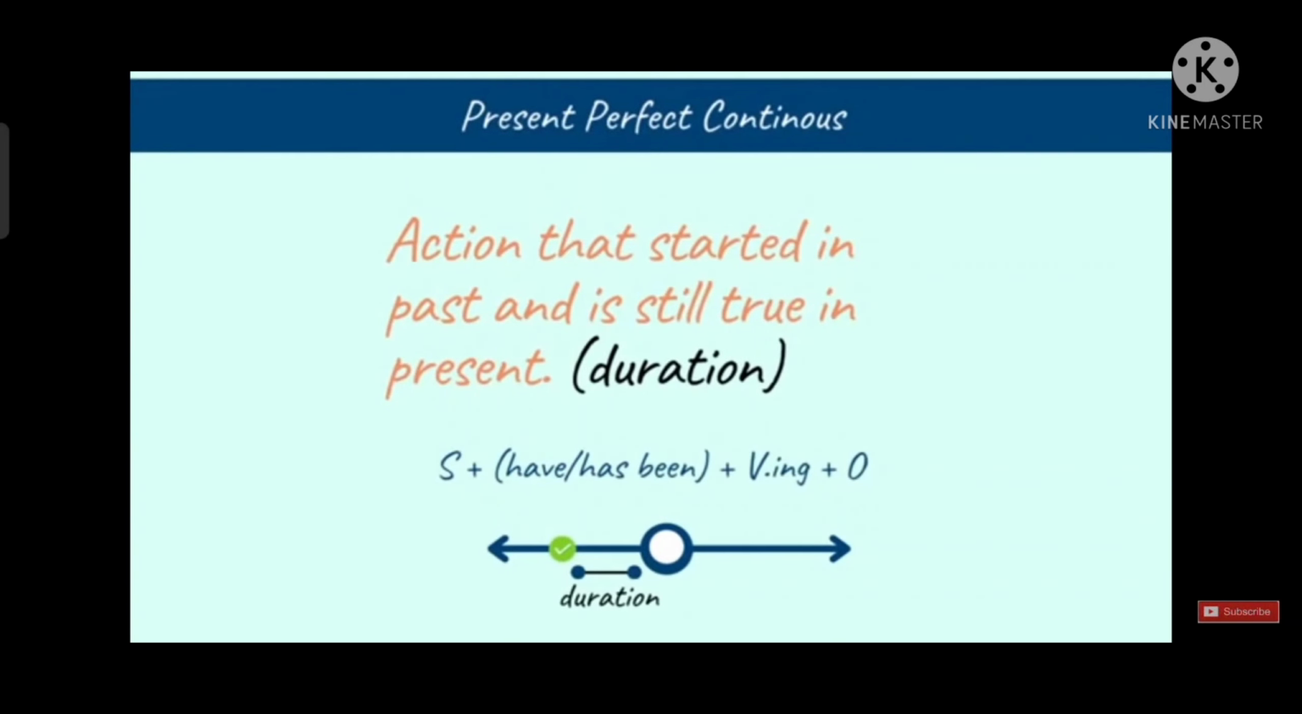Let's quickly revise the present perfect continuous tense. If an action started in the past and is still true in the present, then we use present perfect continuous tense. Here, the duration of the event is given more importance. The structure of the sentence is subject plus have or has been plus verb's ing form plus object. The position of the tense in the timeline is such that it started in the past and is still true in the present, and here the duration is also mentioned.